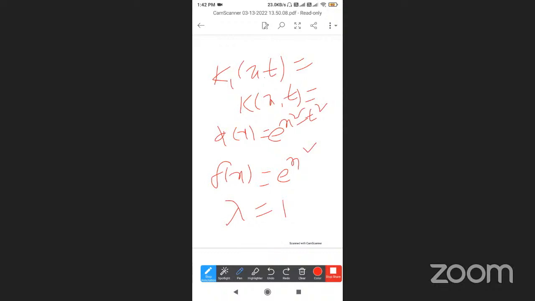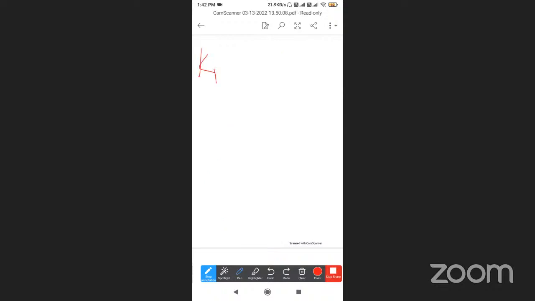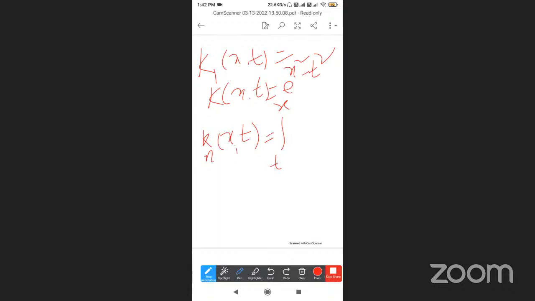So we have to find the formula. k1 of x comma t is equal to k of x comma t, which is e power of x square minus t square. We can find the formula for k n of x comma t, which is equal to the integral with limits t to x of k of x comma z into k n minus 1 of z comma t into dz.